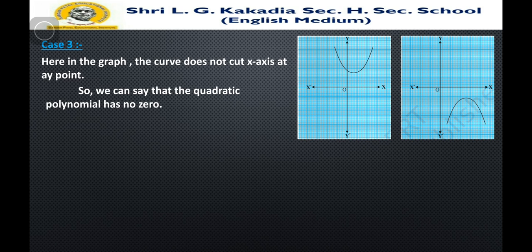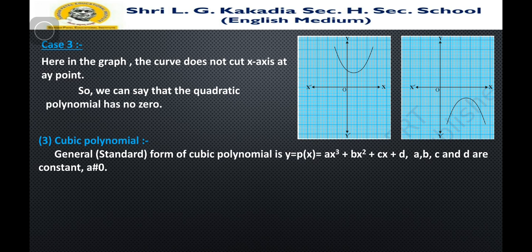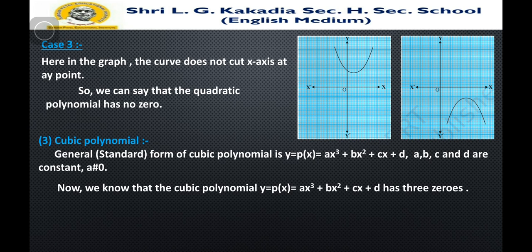Now let me explain for a cubic polynomial. The general or standard form of a cubic polynomial is y = p(x) = ax³ + bx² + cx + d, where a, b, c and d are constants and a does not equal 0. A cubic polynomial has at most three zeros. It may have no zeros, or it may have 1 zero, 2 zeros, and at most three zeros.